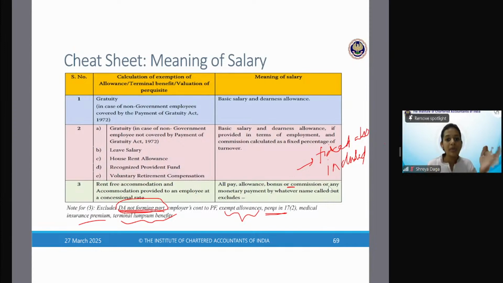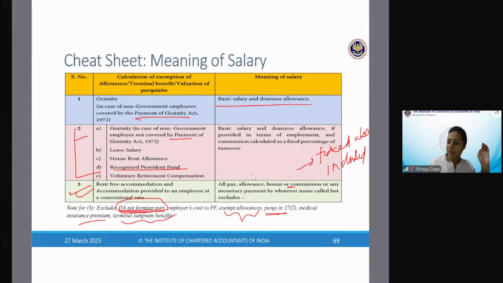So it was seeming like, oh my God, every section has a different meaning of salary. But when you look at it in a structured form, you will understand that there are only 3 definitions and it's so easy to remember. If it is POGA, then the definition comes from POGA. If it is non-POGA, or any other terminal benefit or RPF, you will do later, but understand that these all have the same definition. And RFA has a different definition. It has almost all the cash components and even commission which is not based as fixed percentage of turnover, but does not include non-monetary benefits like perquisites, or contributions to RPF, or even DA not forming part, or exempt allowances, or terminal benefits. Okay, so these are the meanings of salary for different purposes in the salary chapter.